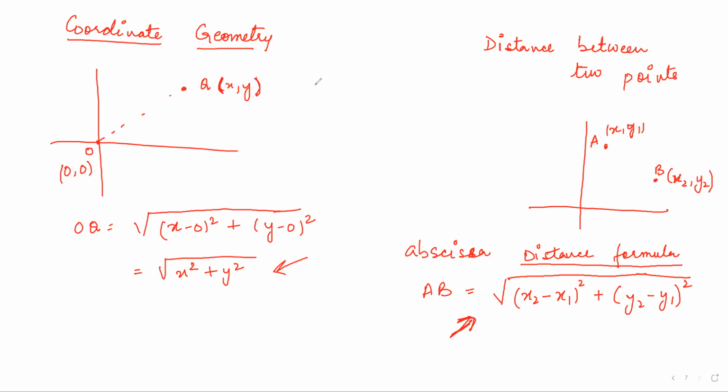Now, please note one thing about the distance formula. This is the standard method of writing it, (x2 minus x1) whole square. It does not matter if I write (x1 minus x2) whole square. Why? Because I have a square here. Getting it?